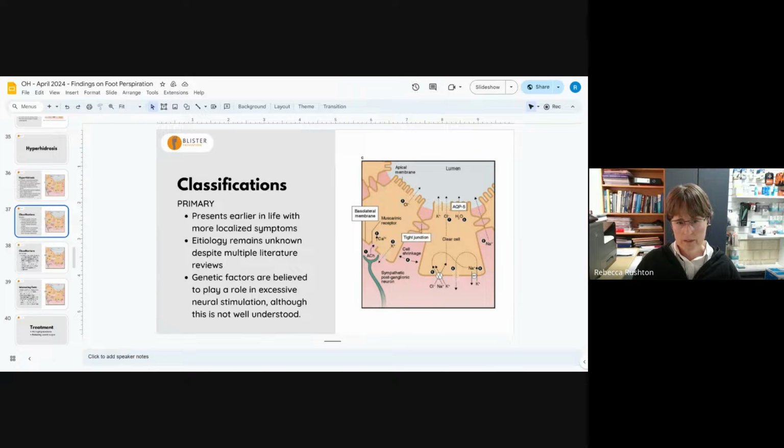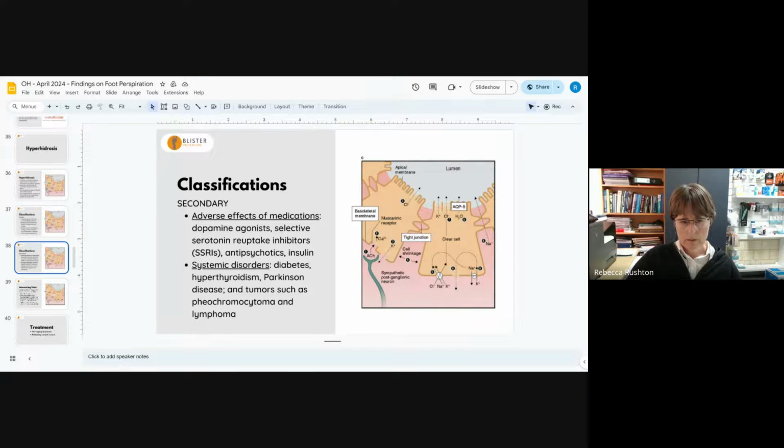Hyperhidrosis can be classified as either primary or secondary. Primary presents earlier in life. The etiology remains unknown, and genetic factors are thought to be involved, but it's not that well understood. Secondary hyperhidrosis is usually the effect of medications or systemic disorders.